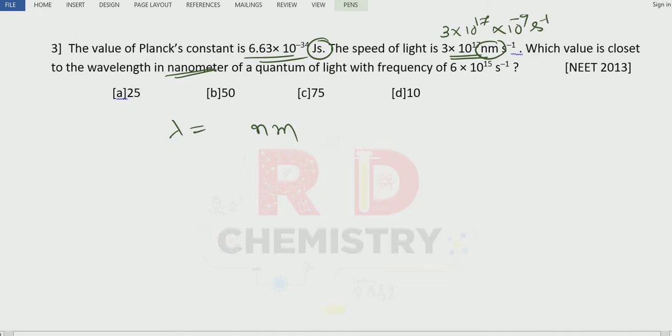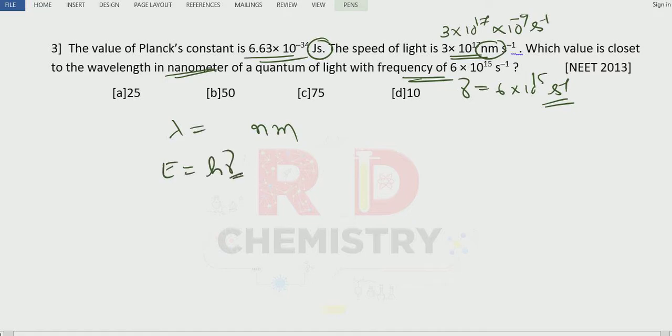And the quantum of light with the frequency given. Frequency is nu. Nu is equal to 6 into 10 power 15 second inverse. No problem with the unit here. Correct? So what shall I do? I have to make the formula. E is equal to h nu.